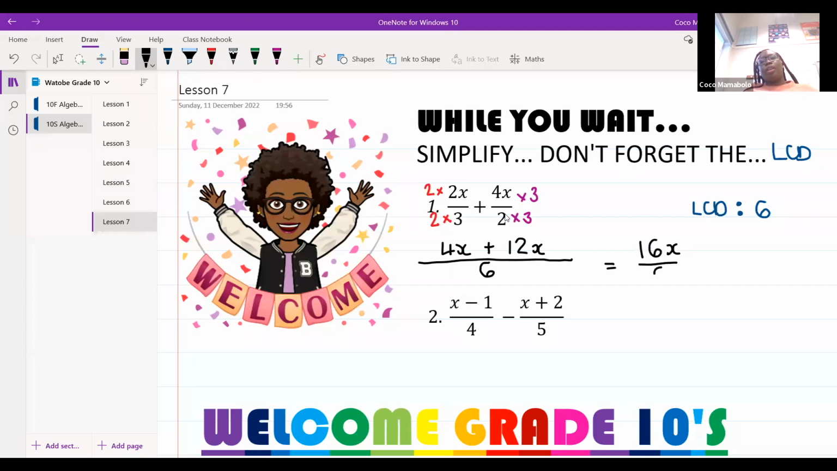16x over 6. I can simplify this even further because of my numbers. What number goes into both 16 and 6, guys? It can't be 3. It cannot be 3. That's it. Let me see who said that first. Sadula. I hope I said that correctly. Well done. Okay, 2 goes into both these numbers, so I'm going to divide by 2 here and divide by 2 there. That gives me 8x over 3. Well done for picking that up.